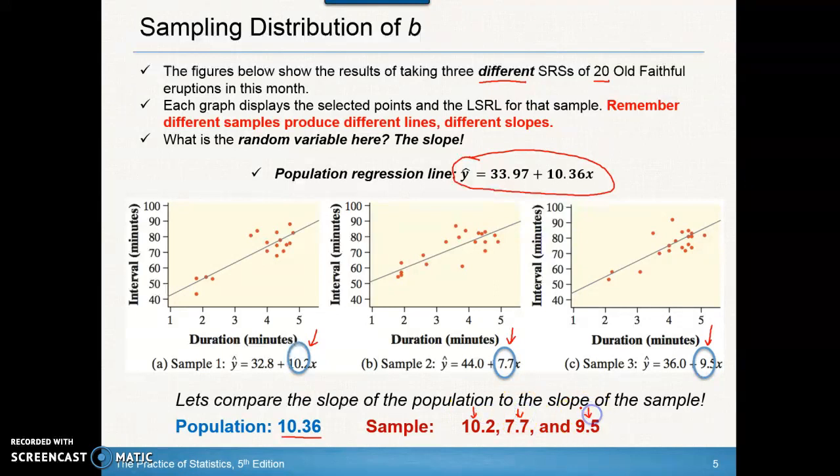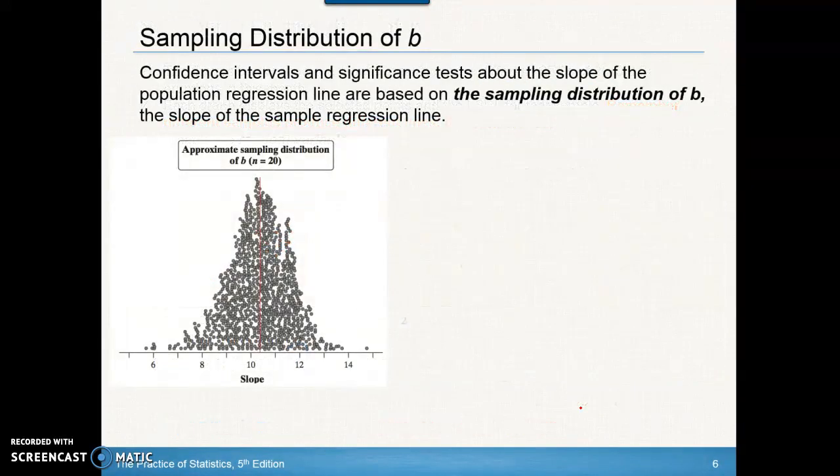7.7, and 9.5. Now, obviously, the samples are not going to be the exact same as the population because remember, our samples are used as an estimate. In this case, we're using our sample slopes to estimate the population slope. Now, we're going to take a look and see how far the slope that we got from the sample is off from the population slope.